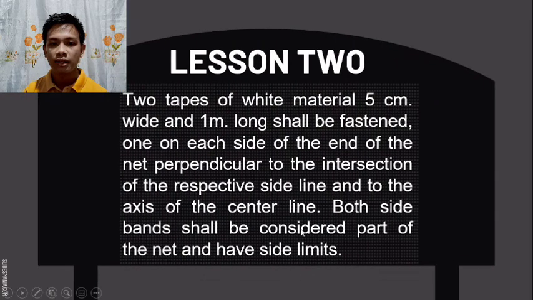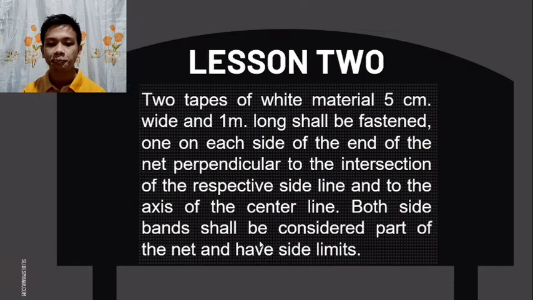So side band, those are the two tapes of white material 5 cm wide and 1 meter long shall be fastened one on each side of the end of the net perpendicular to the intersection of the respective side line and to the axis of the center line. Both side bands shall be considered part of the net and have side limits. So still part siya ng net.